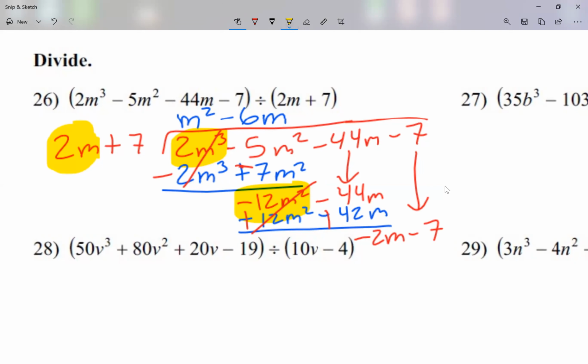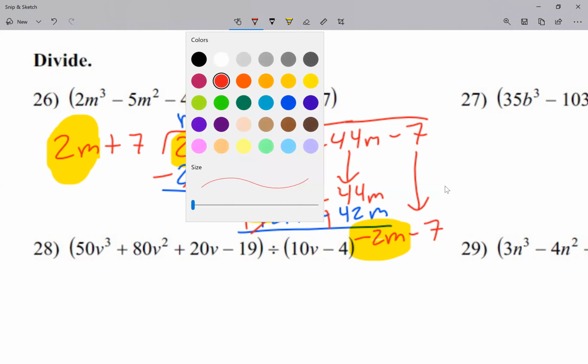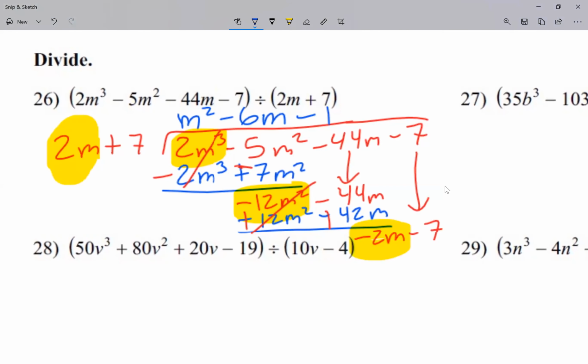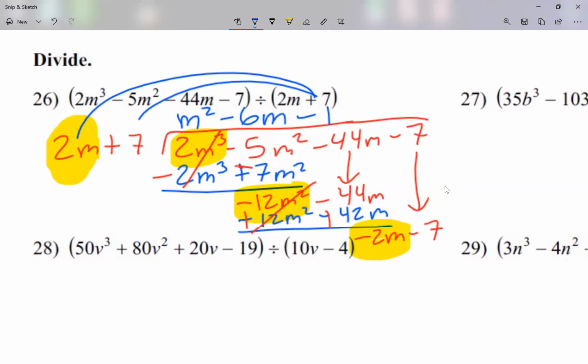So negative 2m minus 7. Okay, again, I'm just worried about my 2m with my negative 2m. Number-wise, for 2 to become a negative 2, I had to multiply this by a negative 1. I'm not going to change my m, so I'm just going to multiply this by negative 1. Let me multiply negative 1 times these two terms. So 2m times a negative 1 gives me negative 2m. 7 times a negative 1 gives me a negative 7.